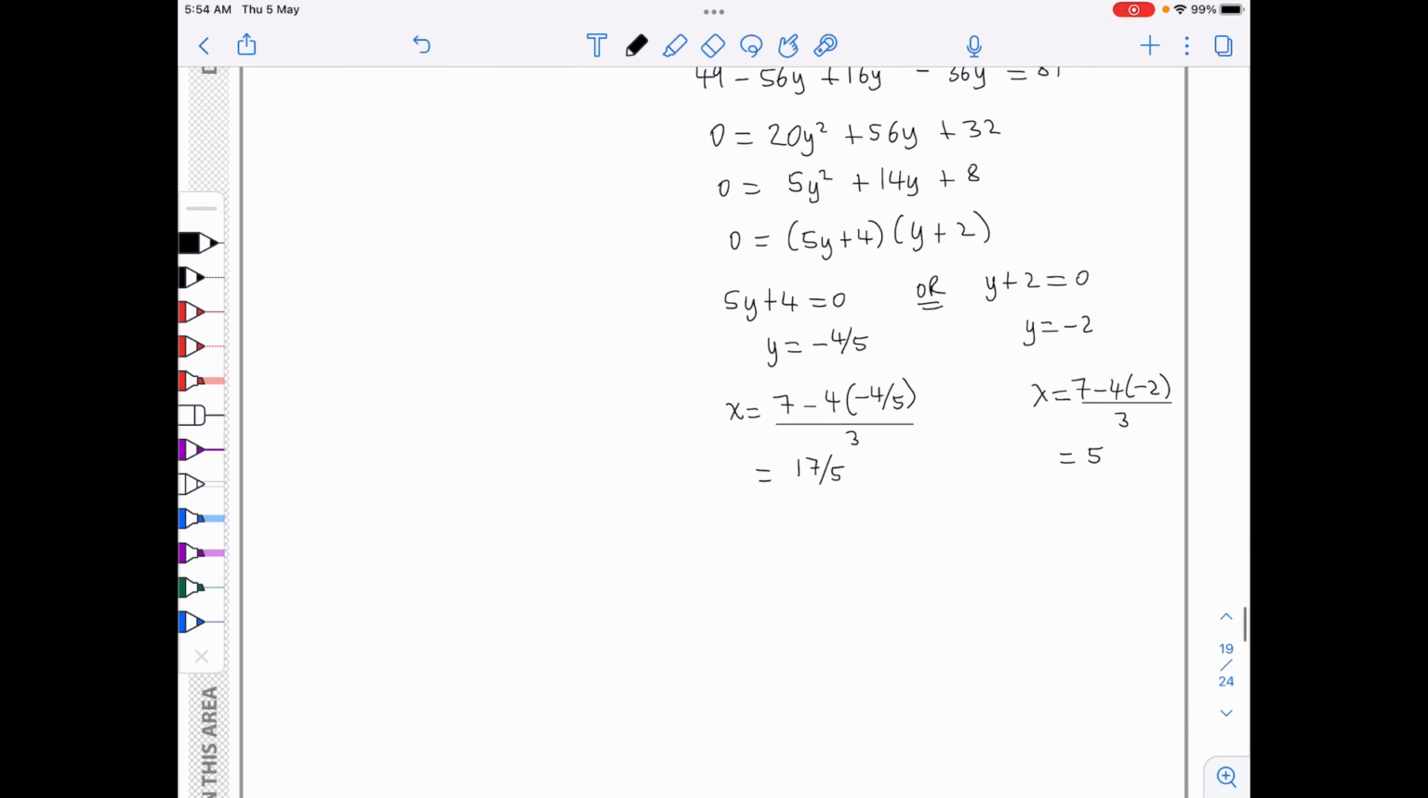So I'm going to write out the solutions carefully. X is 17 over 5, y is minus 4 over 5, or x is 5 and y is negative 2. Always write down the pairs together.